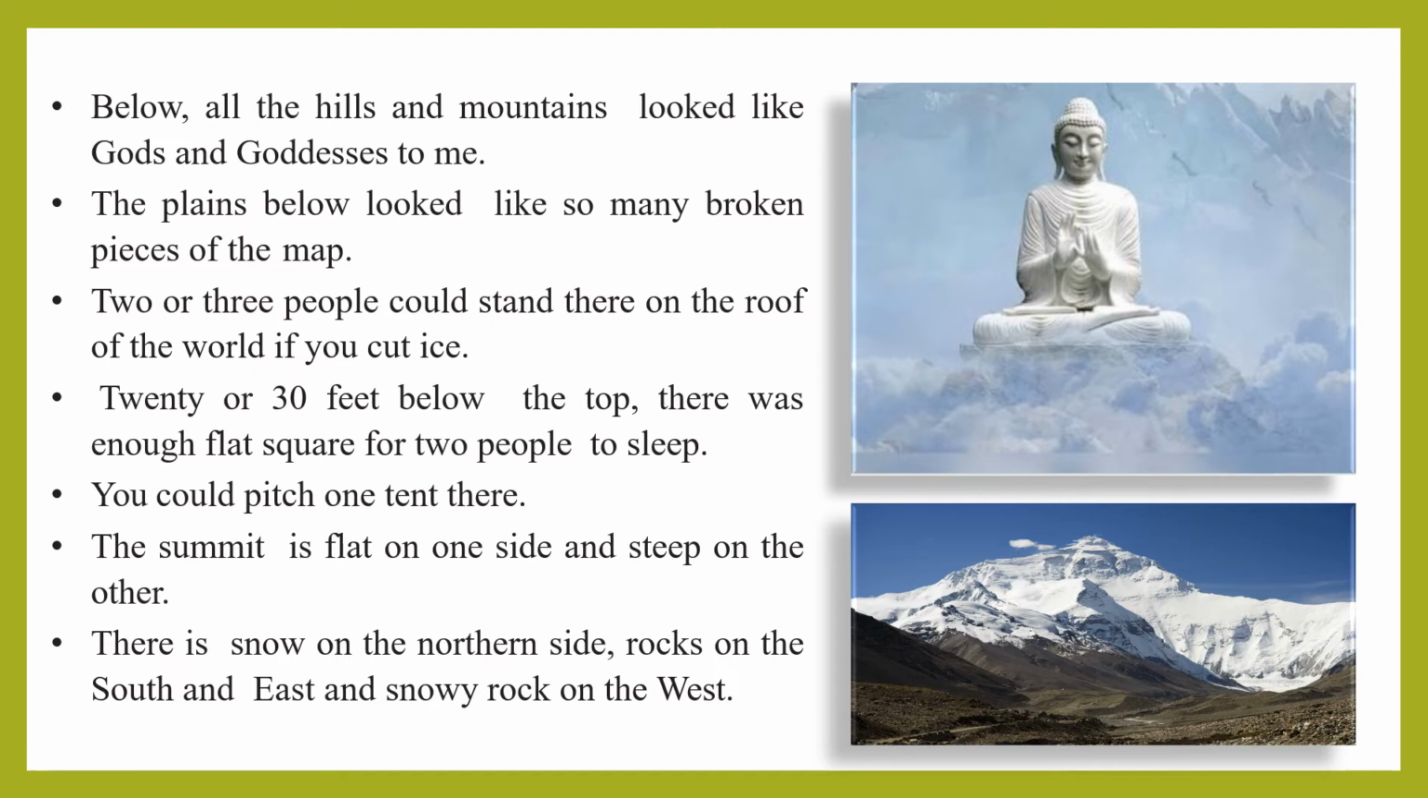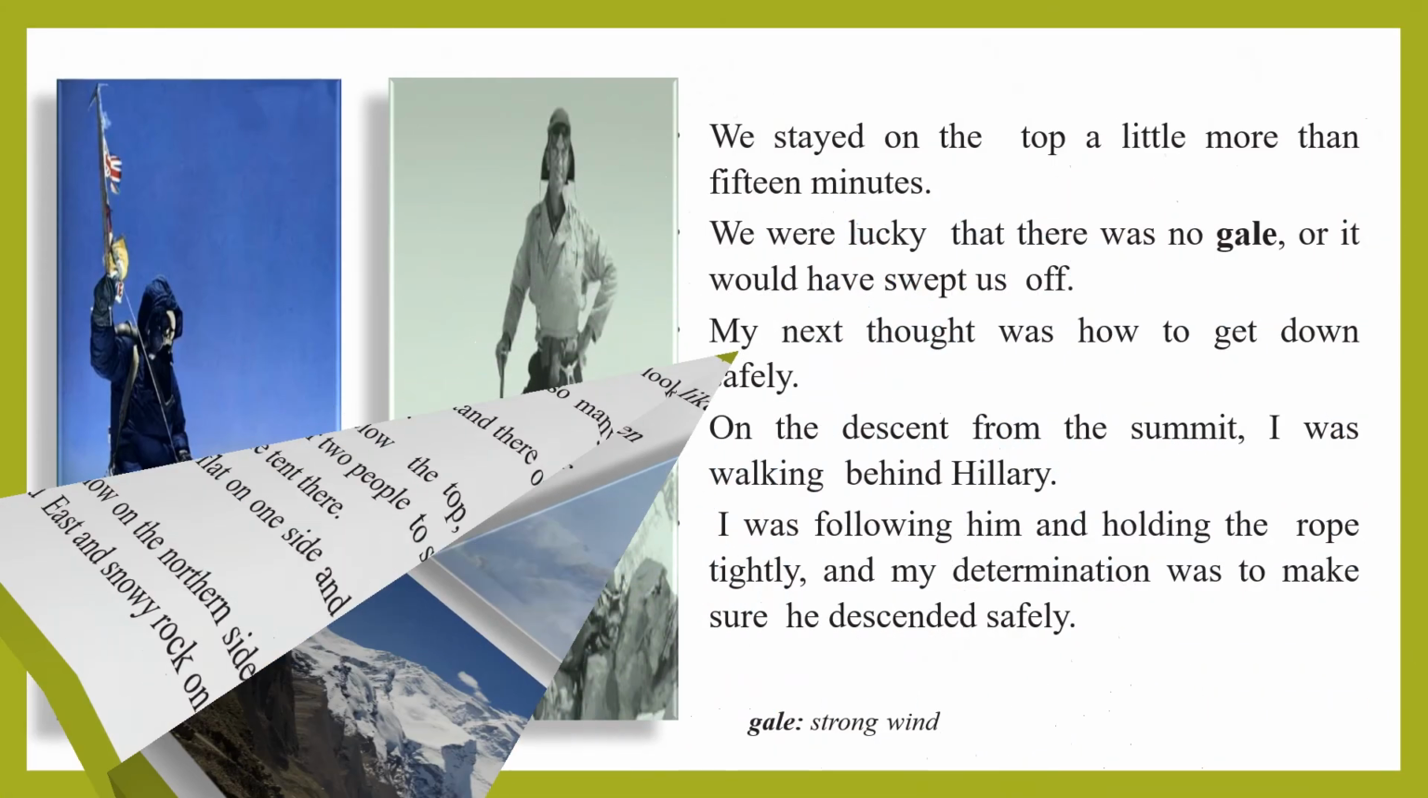The top of the Everest, which is described as the roof of the world, has a place where only 2 or 3 people can stand. 30 feet below the top has enough flat square for 2 people to sleep. Tenzing says one can even pitch a tent there, meaning put a tent there. He describes the summit as flat on one side and steep on the other. There is snow on the northern side, rocks on the south and east, and snowy rock on the west.